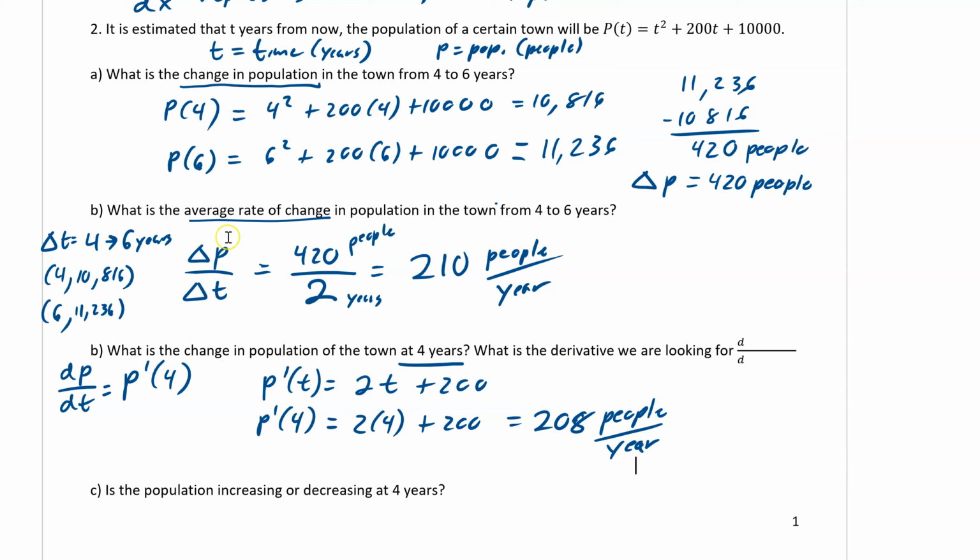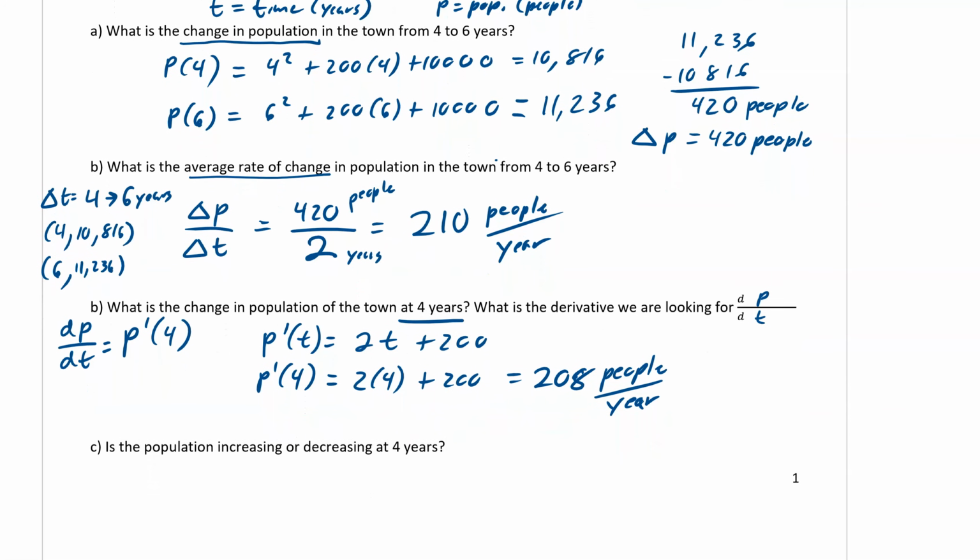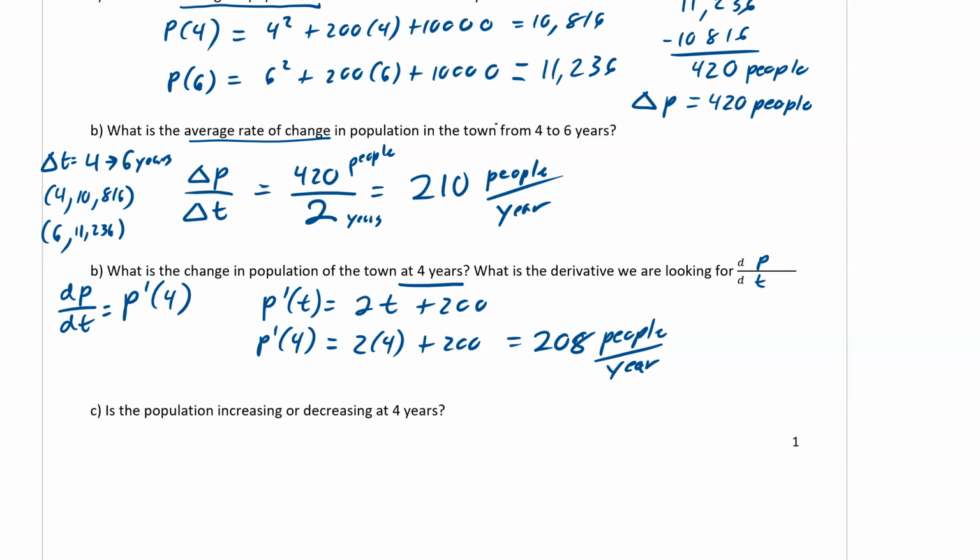Okay, so if they ask for the average rate of change, we're just doing slope. And if they ask for what is the change in population at 4 years, then they're looking for the derivative with respect to time in this case. All right, and then the last question is, is the population increasing or decreasing at 4 years. And remember, if it's increasing, our derivative, in this case P prime, is positive. And if it's decreasing, our P prime is negative. And since it's positive, it is increasing.